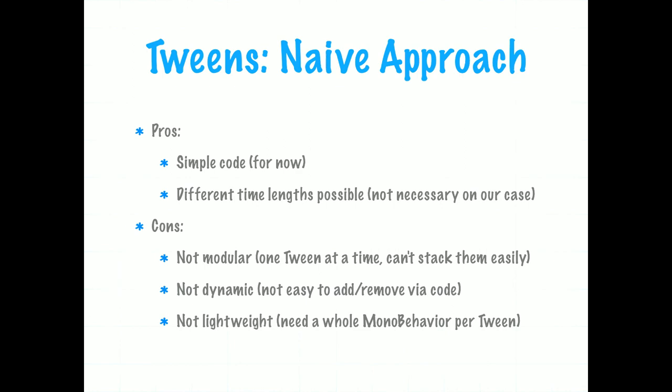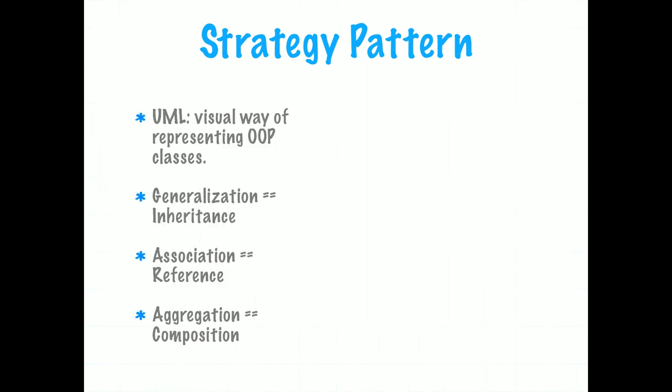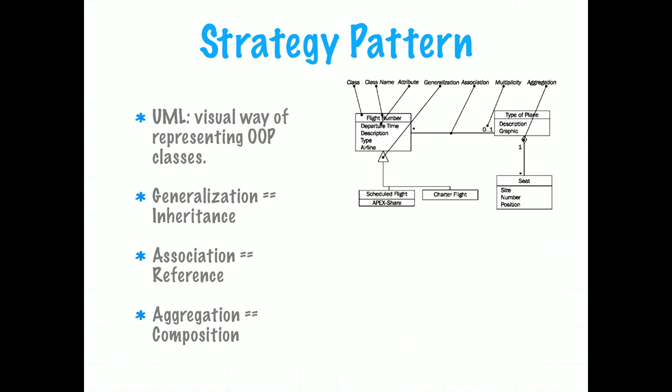And in order to do that, we're going to use the strategy pattern. Now, you kind of have to know UML before looking at these. UML is Unified Modeling Language. These are just substitutions for what this image is trying to show here. So we have class name and attributes. Attributes just means members. And a generalization in this case just means inheritance.